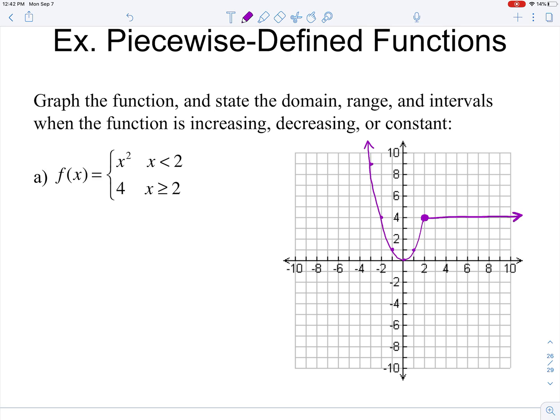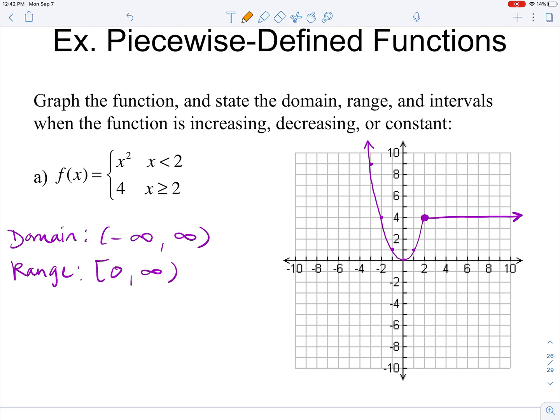Okay, so let's go ahead and state the domain, range, and also the intervals where the function is increasing, decreasing, or constant. So first for domain. Reading that graph from left to right, I can see the domain would be all real numbers, so from negative infinity to positive infinity. The range, reading the graph from bottom to top. Okay, we're talking about the intervals of y values. The interval of y values where this function is defined, it looks like it would be from 0 to infinity.